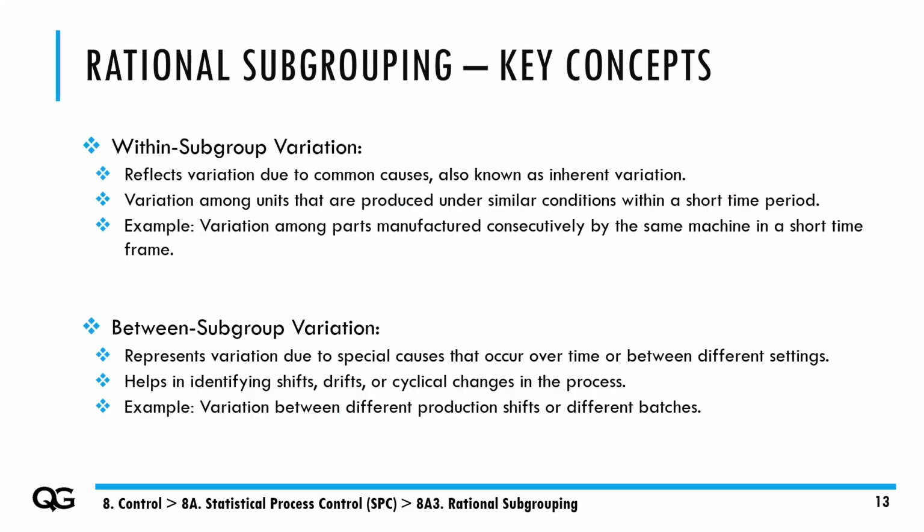So let's summarize what we discussed on the diagram on the previous slide. Let's start with within subgroup variation. Within subgroup variation reflects the common cause, which is also called the inherent variation or the random variation.